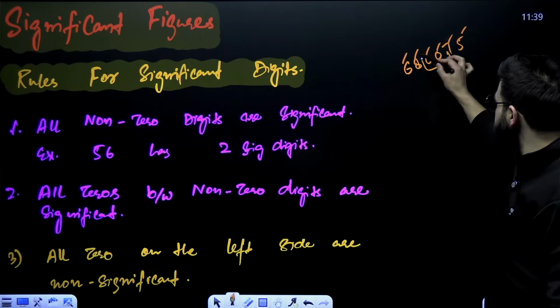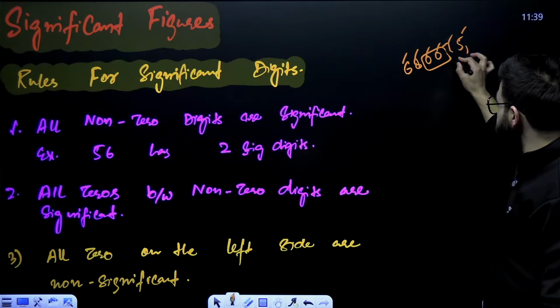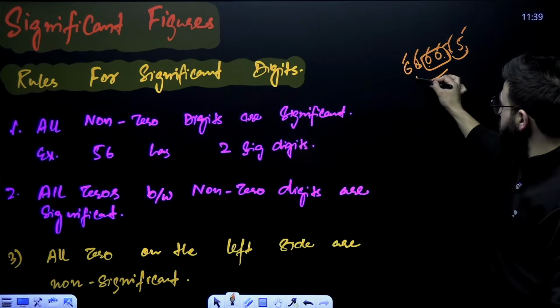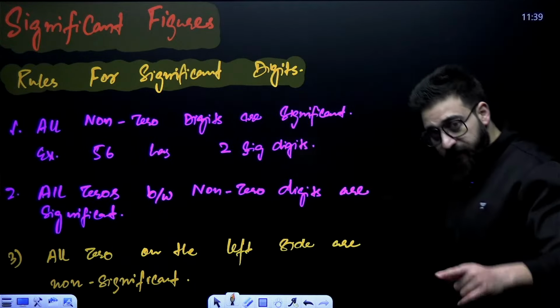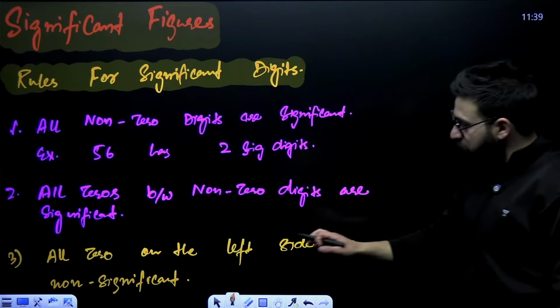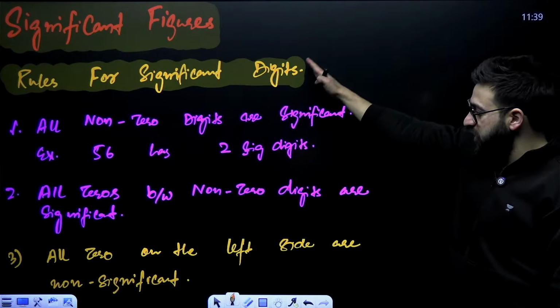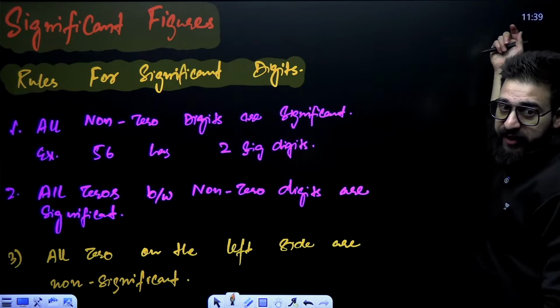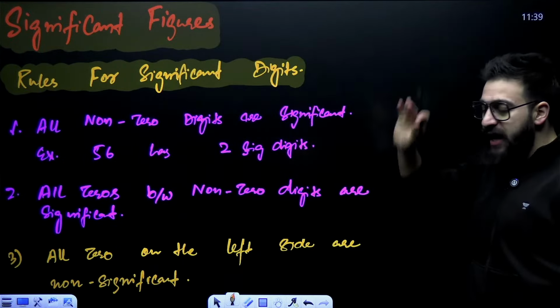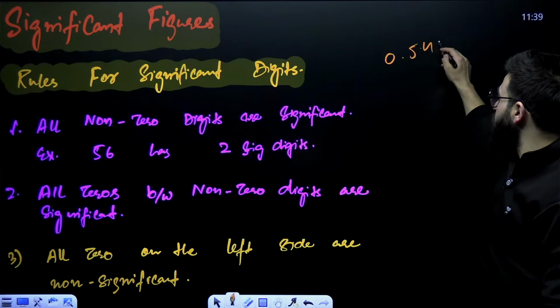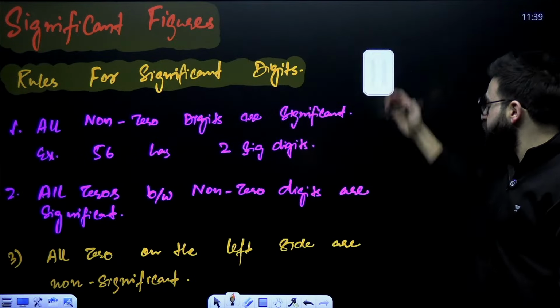Because these are the zeros between the non-zeros, we consider them as significant. All zeros on the left side are non-significant. If you have zeros on the left side, like 0.415, then we consider those as non-significant. For 0.545, in this case, we say 3.